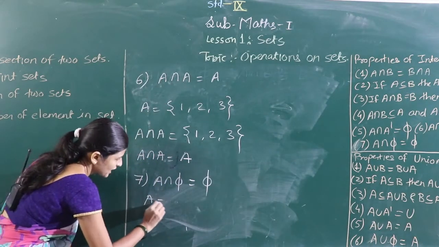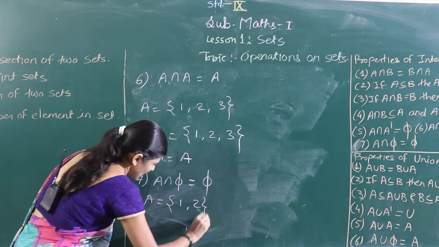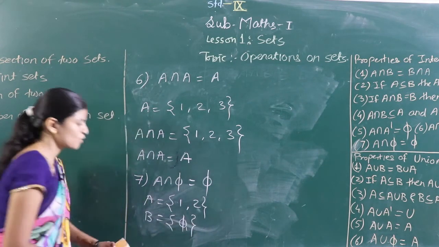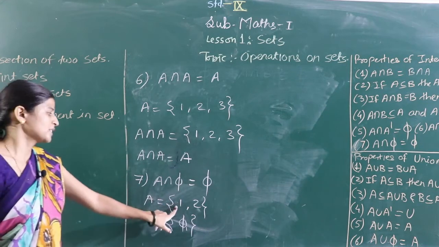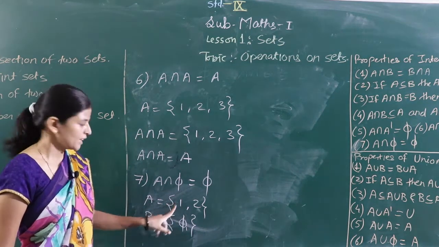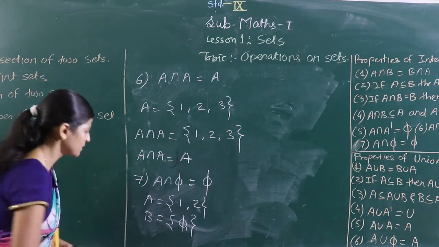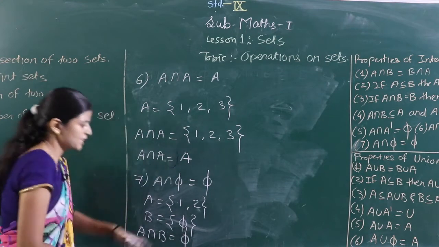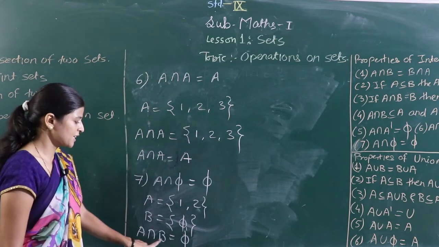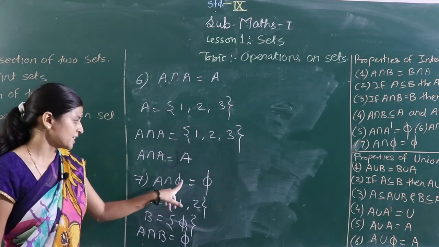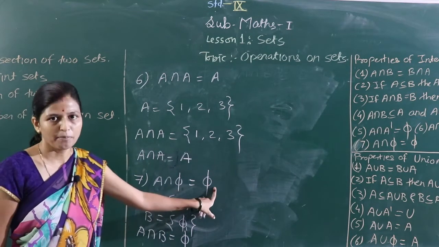Suppose we consider A equal to 1, 2 and set B equal to empty set. So what is common in these elements? Set A also has the empty set. That's why what is common in A intersection B? A intersection B is nothing but empty set. Empty set is also present in set A. That's why A intersection B is nothing but empty set. That means we get here A intersection empty set is nothing but empty set.